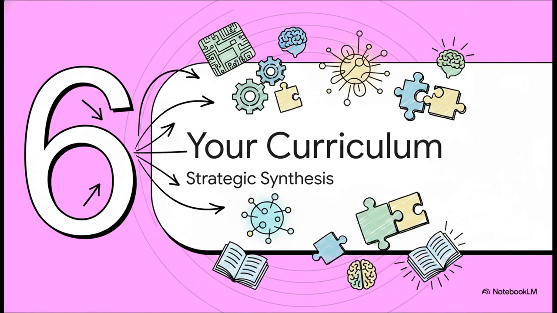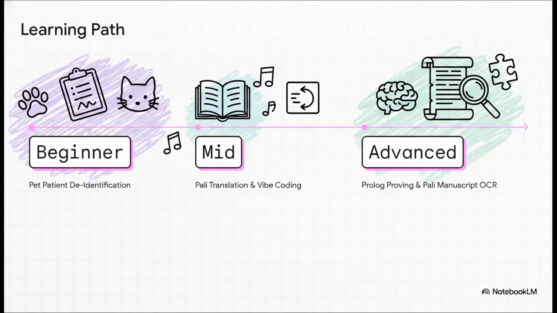All right, time to wrap it all up. Section 6, your fine-tuning curriculum. Let's bring all these distinct pieces together into one unified strategy so you can actually start building. Here's your learning path. You can start as a beginner with pet-patient de-identification, learning basic sequence labeling and named entity recognition. From there, you graduate to intermediate tasks like rule-based Pali translation or building a headless vibe coding agent to really learn about those compiler feedback loops.